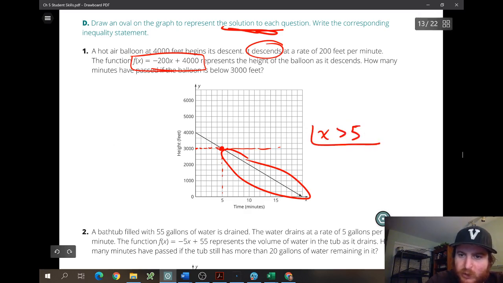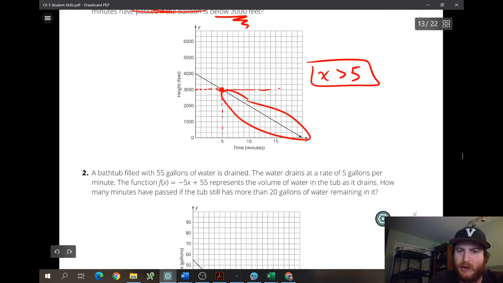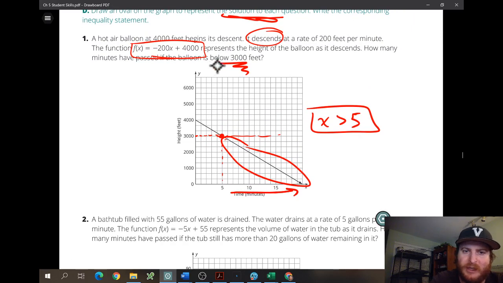Now, why not equal to 5? Because it said below. If it had said including, we would have circled the point and we would have had an equal sign, right? So why greater than 5? Well, because everything to the right of 5. All right, remember we said also, below is usually less than, but because of the negative slope, it flips.